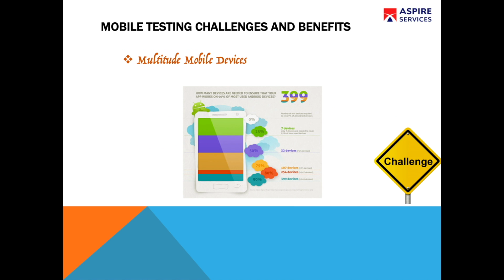Let's get now into the mobile testing challenges and benefits. Let's start with multiple mobile devices. It's a big challenge. Over 500 million Android devices have shipped since Android 1.0 and about 2200 million iOS devices have been shipped since 2007. These are huge numbers for mobile devices, and they mean the quality team cannot guarantee that the tested application will work on a given device.